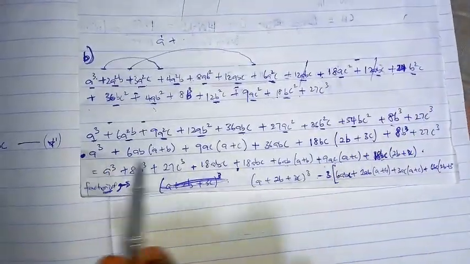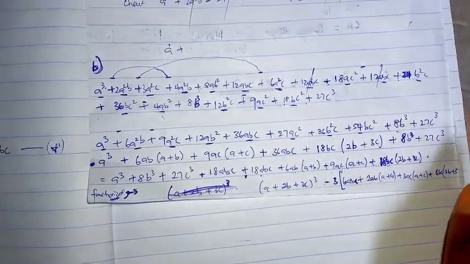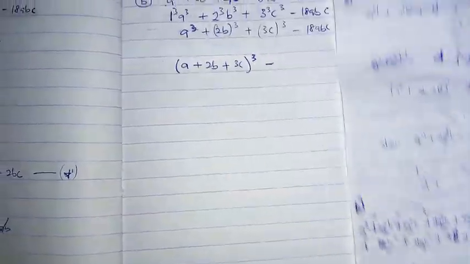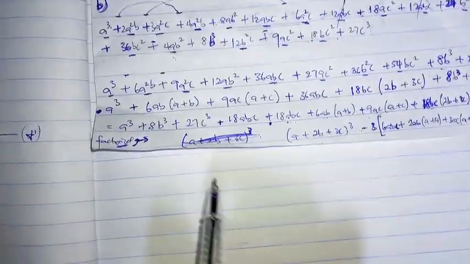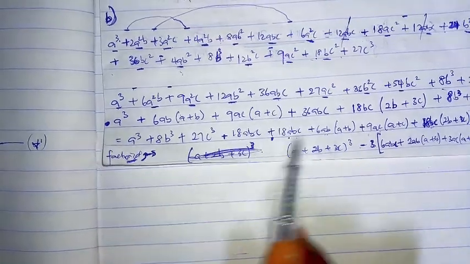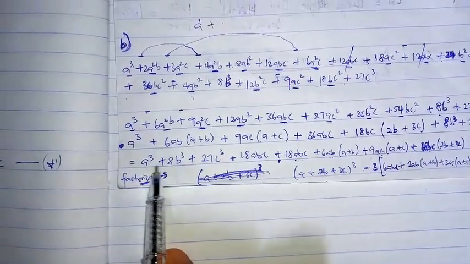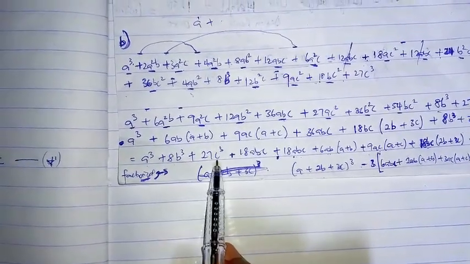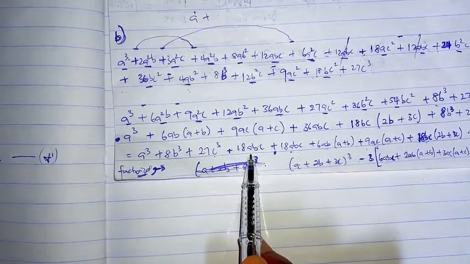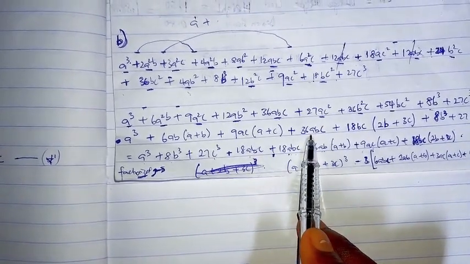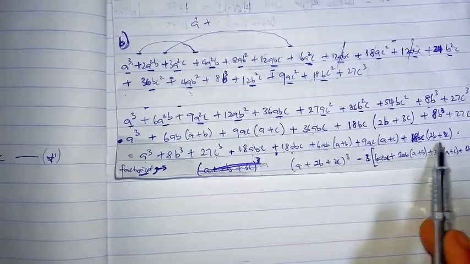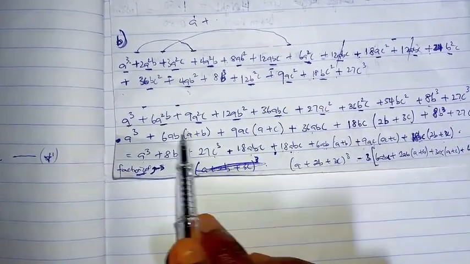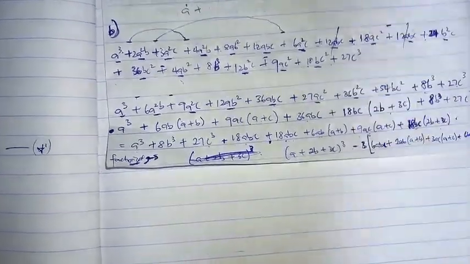Now, what am I looking for? I'm looking for the factored form of what? Of this question. Now, if you see it very closely, I reduced it again, and I got all this here. So I got a raised to power 3, 8b raised to power 3, 27c raised to power 3. Very good. 18abc from 36abc divided by 2. 18abc, then plus the rest.